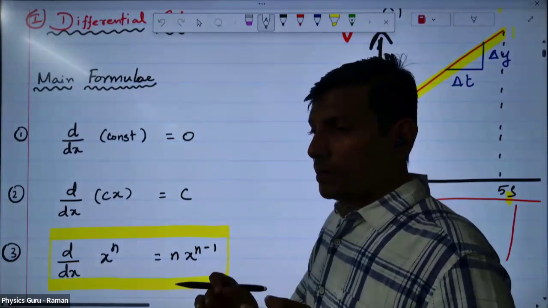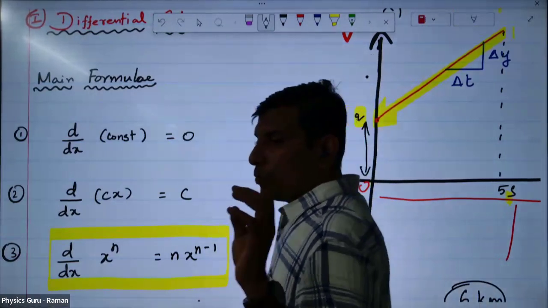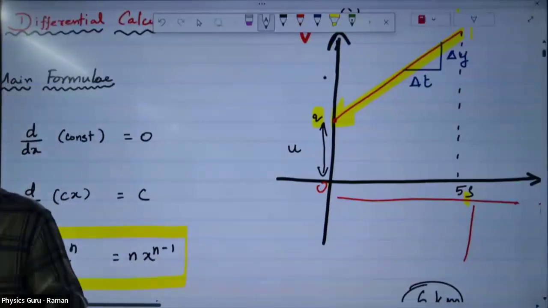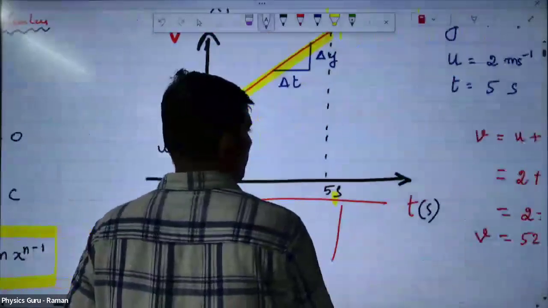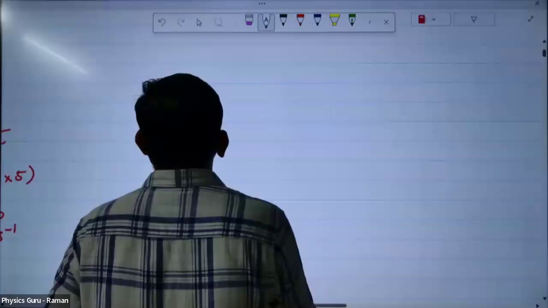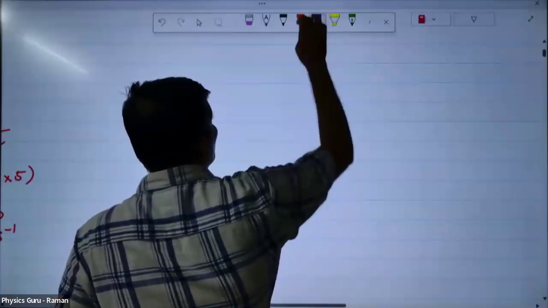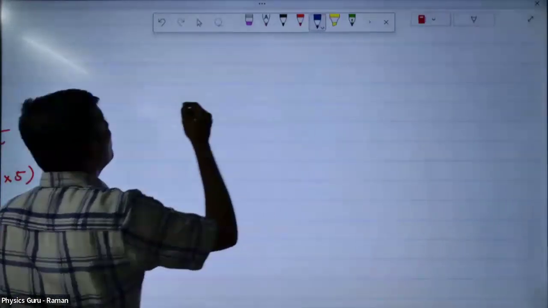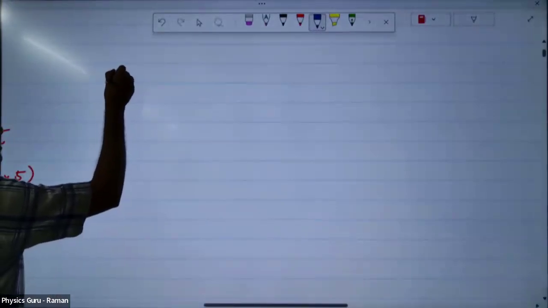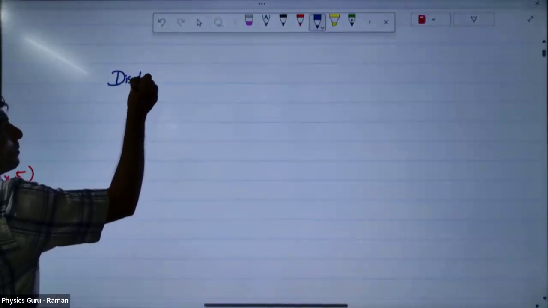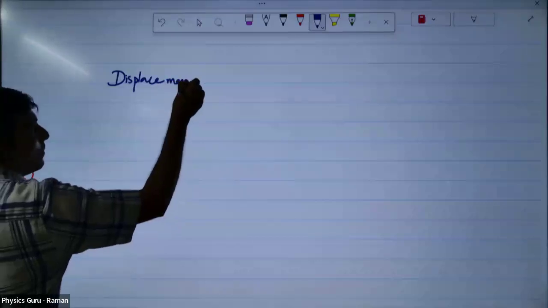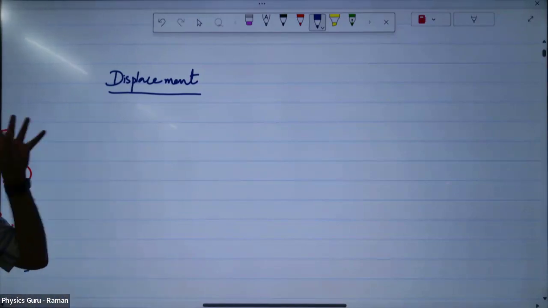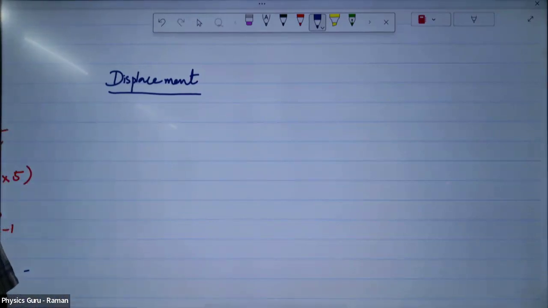Now, I want you children to understand there are 3 to 4 types of any measurement that we do. So let's take the first category of measurement here. Displacement. Let's take a quantity called displacement. What do you mean by displacement?